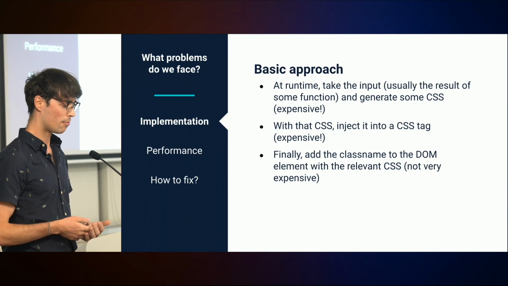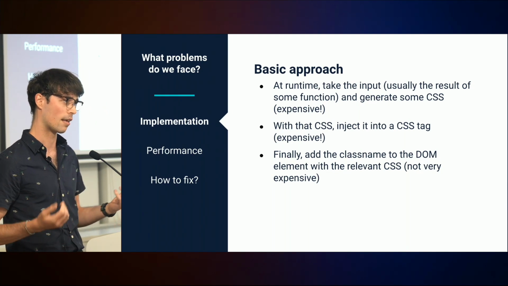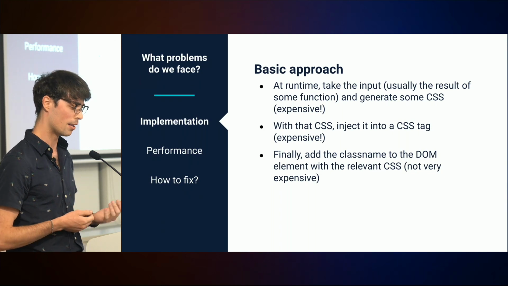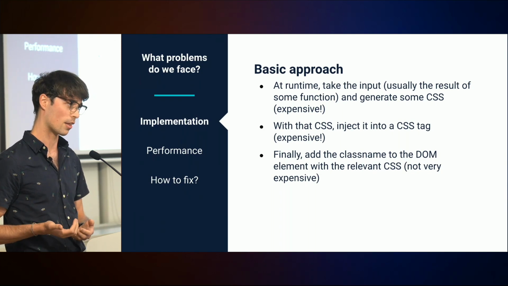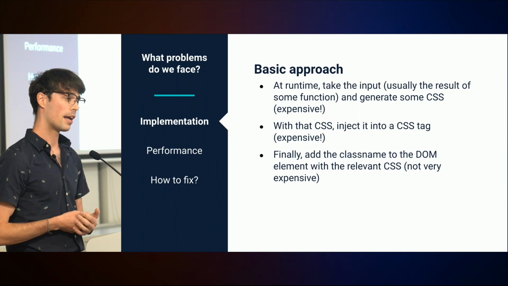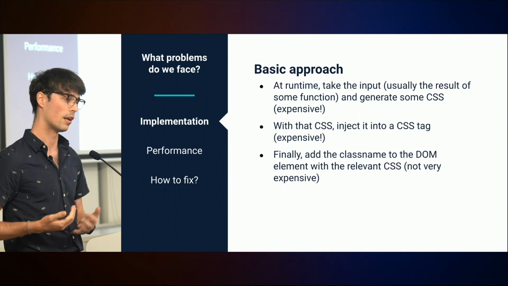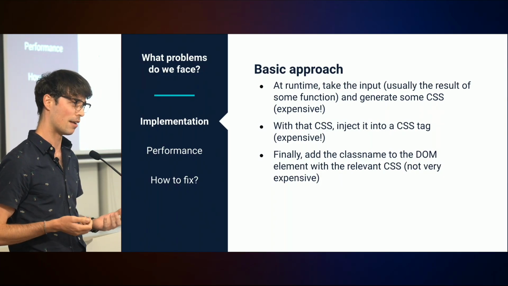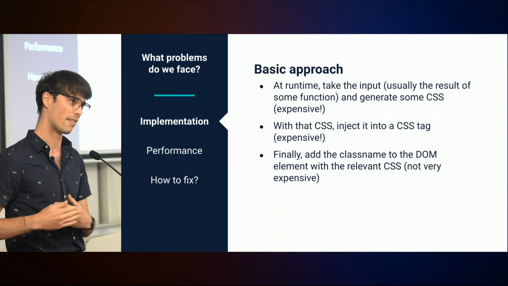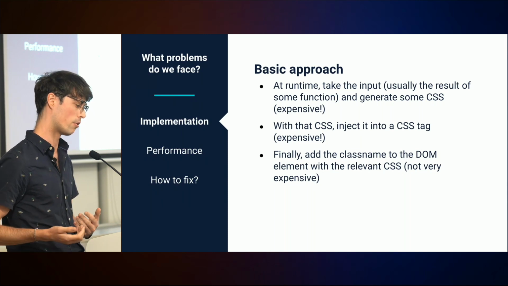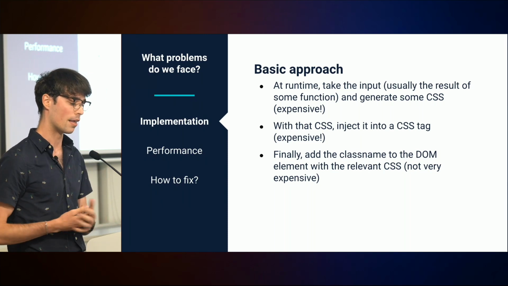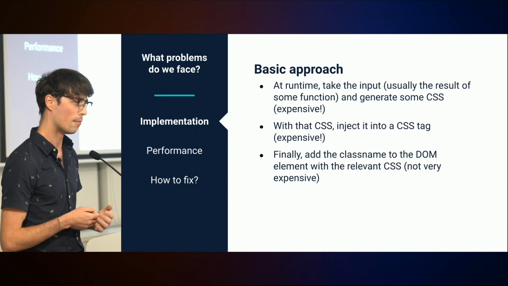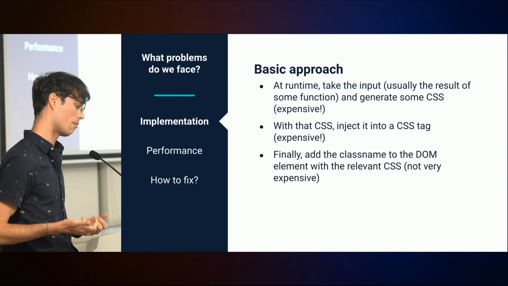Another thing that happens is with that CSS, you need to put that in a CSS tag, right? So you have your style tag. Different libraries do it different ways, but generally it all comes down to it just eventually gets injected into the DOM. And that can be expensive depending on how the library is set up. I don't want to really go into the details of how that all works, but generally you can just assume that there's going to be some level of expense during the page load or during your application. And finally, once all of that is done, you get a class name on your element most of the time, and that class name is what was in that CSS that was generated.